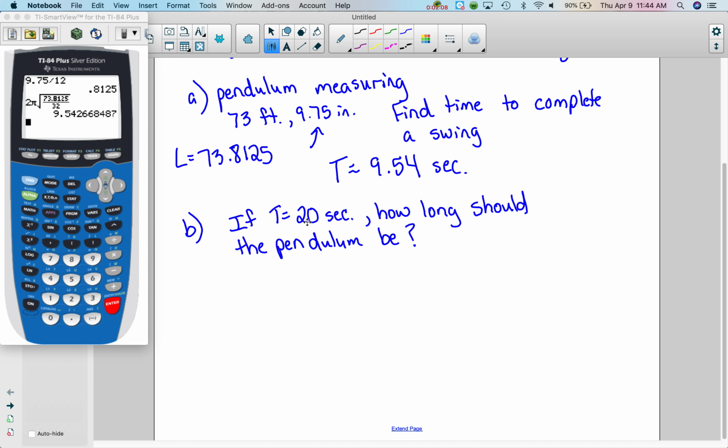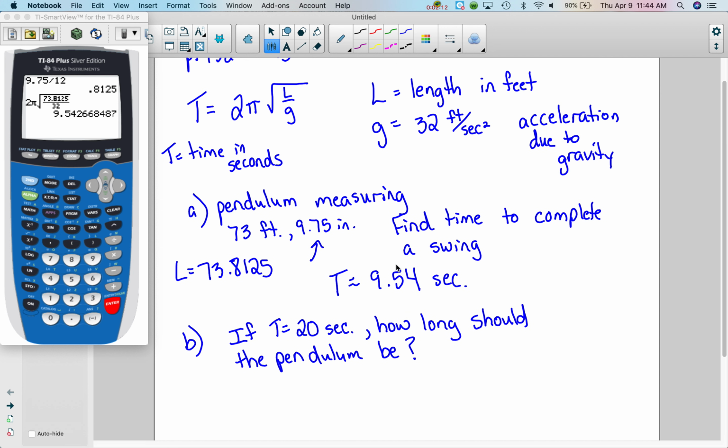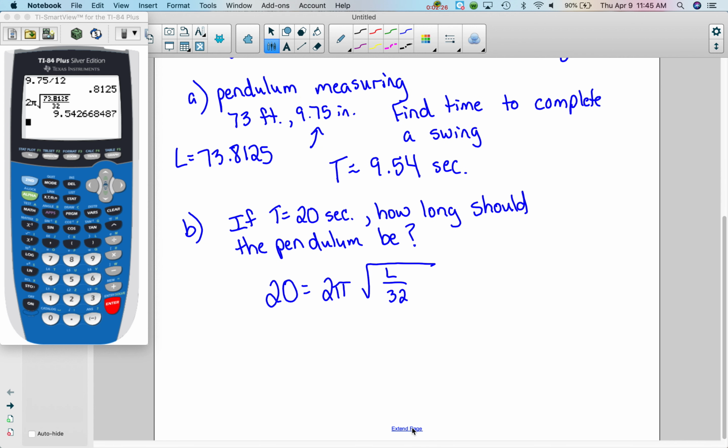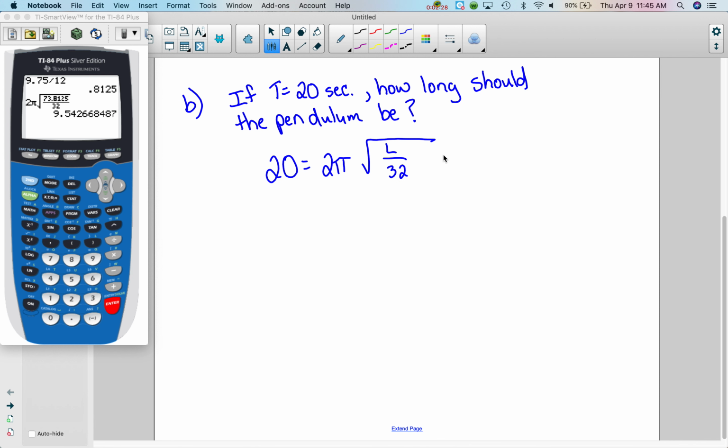So now we're asked, well, what if t equals 20 seconds? How long should the pendulum be? So now when you plug that in, that gets plugged in for t. So we have 20 equals 2 pi times the square root of L over 32, remember g is still a constant, it's still 32. So now we're trying to solve this radical equation.